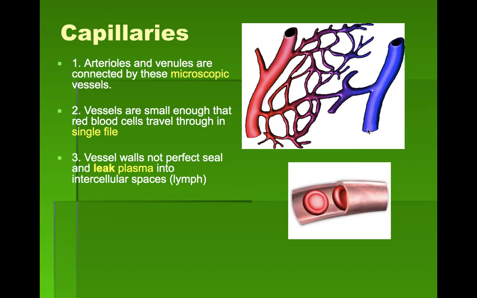Vessels are small enough that red blood cells can travel through in single file. That's pretty crazy because red blood cells are super teeny tiny and they're flowing through in single file like this because those capillaries are so thin. Remember, they're only one cell thick, which is pretty crazy. The vessel walls are not perfectly sealed, so they leak plasma into intercellular spaces called lymph, and that's actually a good thing. We need that for certain functions in our body.